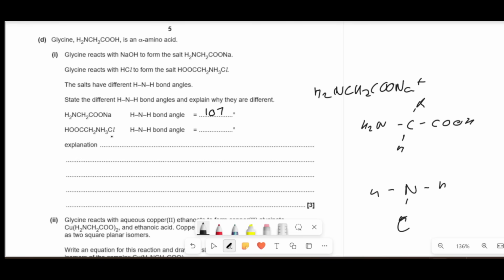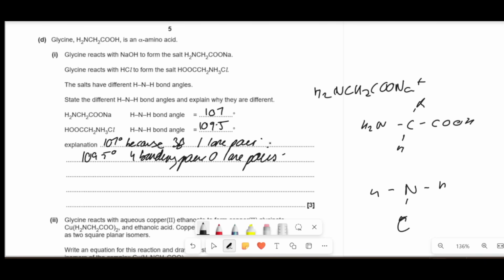Whereas if you look at here, you can see it's NH3Cl. So one of those has gone to a Cl now. So it's 4 bonding pairs, 0 lone pairs, because even if it is a dative covalent bond, you consider it a single pair. So that's 109.5 degrees. So then your reasoning is exactly what I just said there. 107 degrees for the top one because 3 bonding pairs, 1 lone pair. And then for the other one, it's 109.5 because it's 4 bonding pairs, 0 lone pairs.